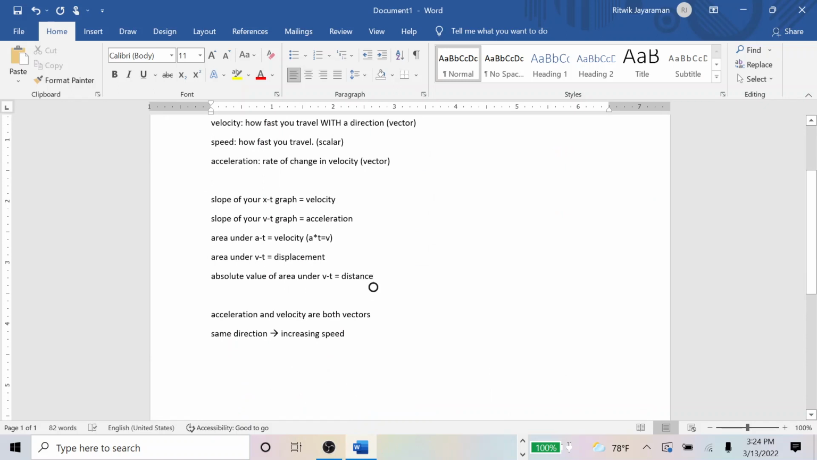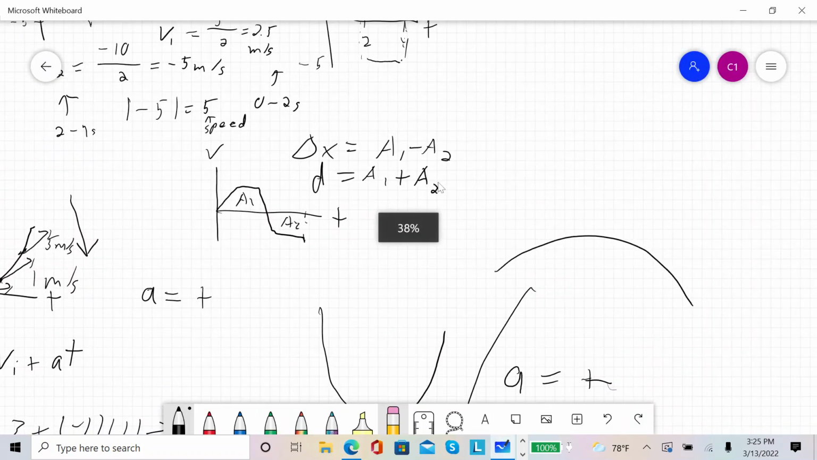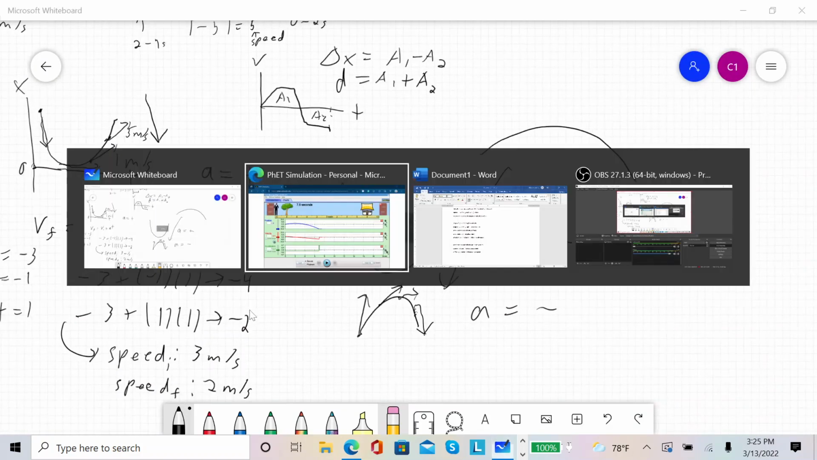Finally, we looked at how when acceleration and velocity are in the same direction, that's going to increase your speed. So whether that's negative, negative, or positive, positive, and when they're in different directions, that's going to decrease your speed. So differing directions decrease speed. And we showed that all using Phet's Moving Man Simulator, but also using just a few examples here. So I hope that all made sense.